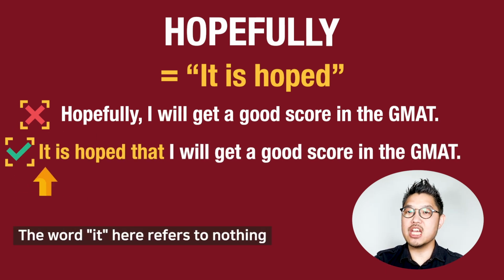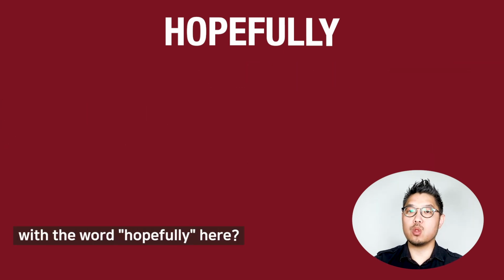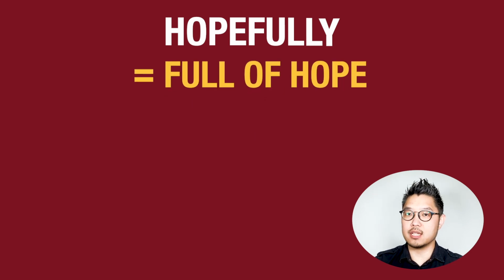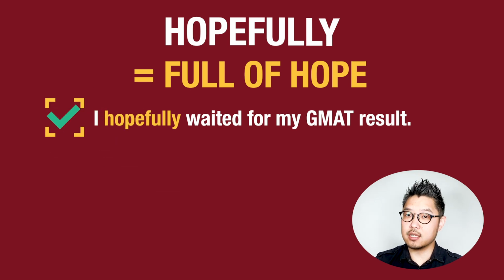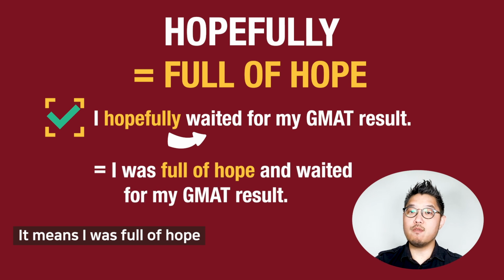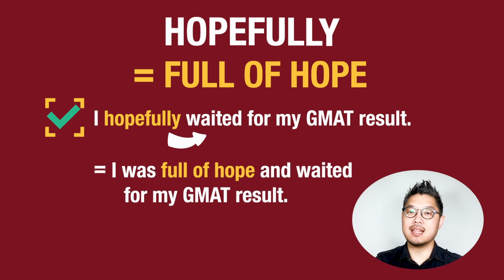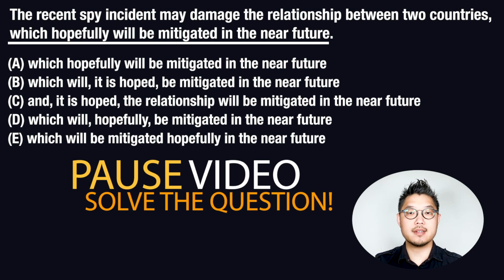The word it here refers to nothing but is allowed. Anyways, how do we say it correctly with the word hopefully here? If you mean by full of hope, then it is correct. I hopefully waited for my GMAT result. This sentence is correct. The word hopefully modifies the verb waited. It means I was full of hope and waited for my GMAT result. So keeping this rule in mind, let us solve a problem. Pause the video for a moment and try to solve it.